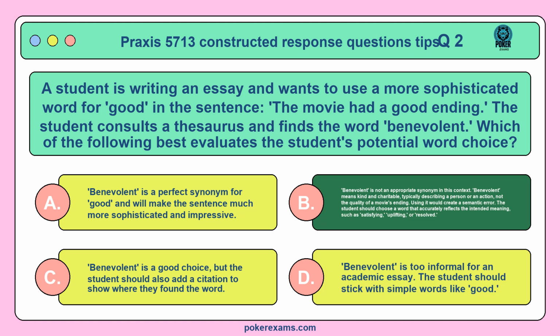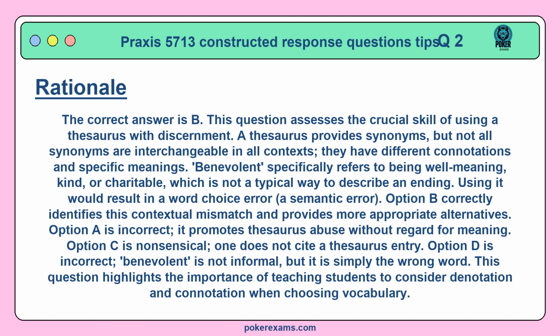The correct answer is B. This question assesses the crucial skill of using a thesaurus with discernment. A thesaurus provides synonyms, but not all synonyms are interchangeable in all contexts. They have different connotations and specific meanings. Benevolent specifically refers to being well-meaning, kind, or charitable, which is not a typical way to describe an ending. Using it would result in a word choice error, a semantic error.